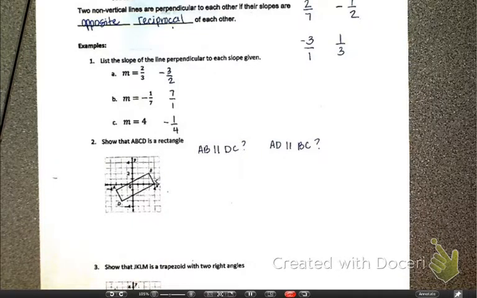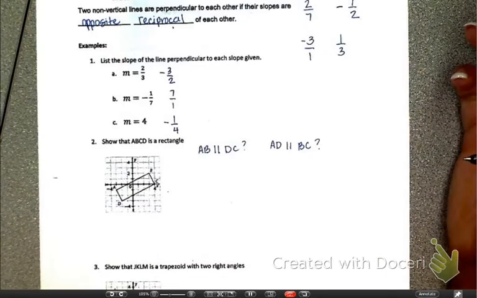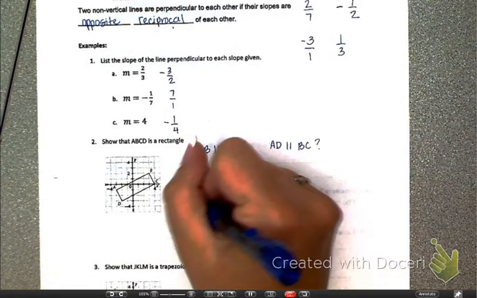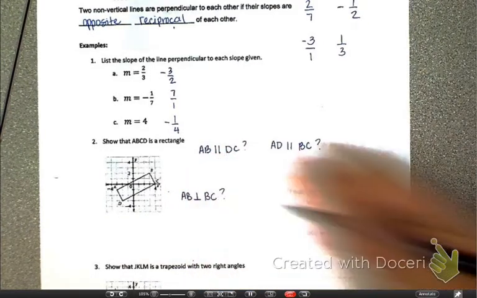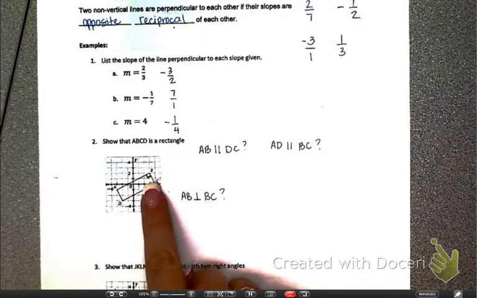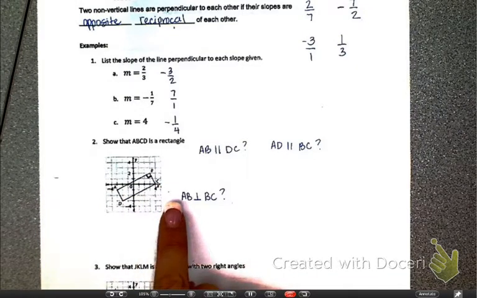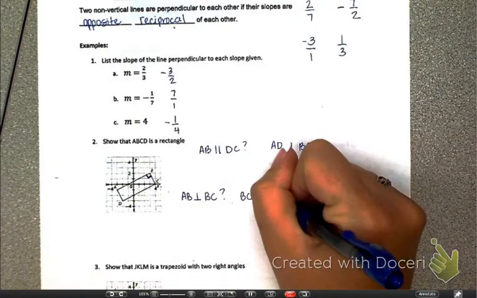So how is that going to help us? What creates 90-degree angles? Perpendicular lines, right? So if all of my lines are perpendicular, then we can say that all those angles are 90-degree angles. So for instance, we need to know that AB is perpendicular to BC. If we know that, we know this angle here is a right angle. So are we okay with that? Okay. We need to know BC is perpendicular to DC.